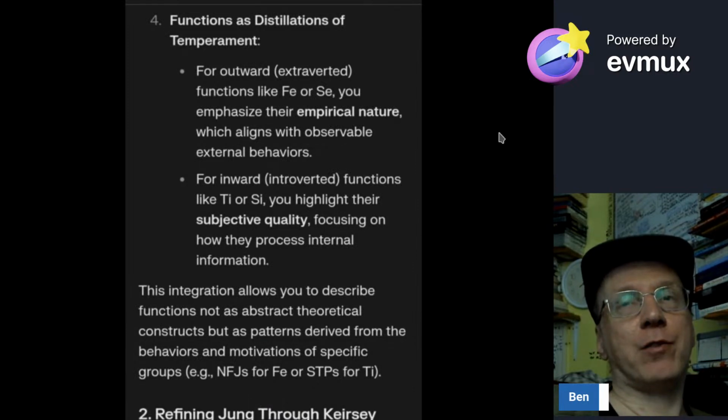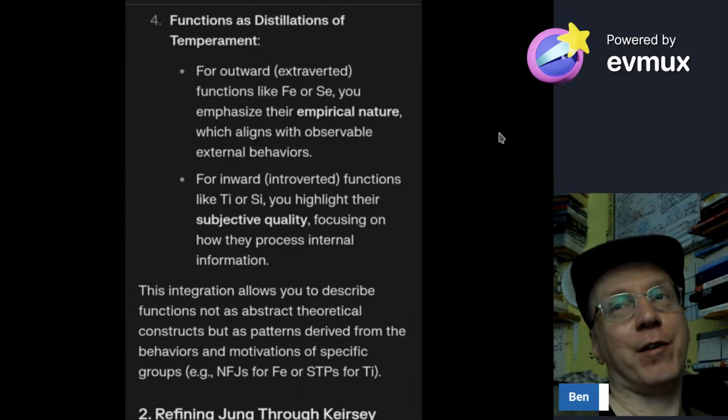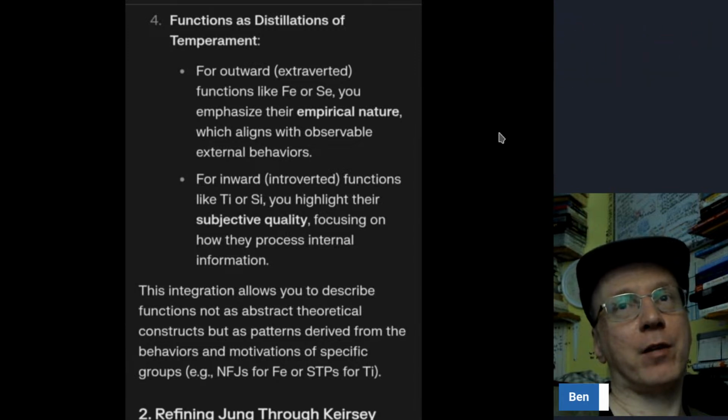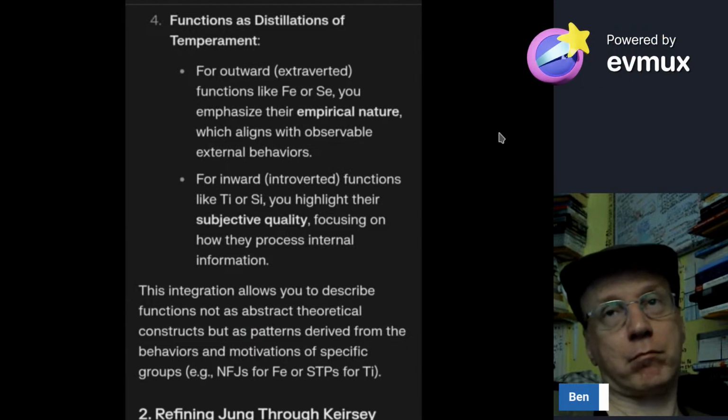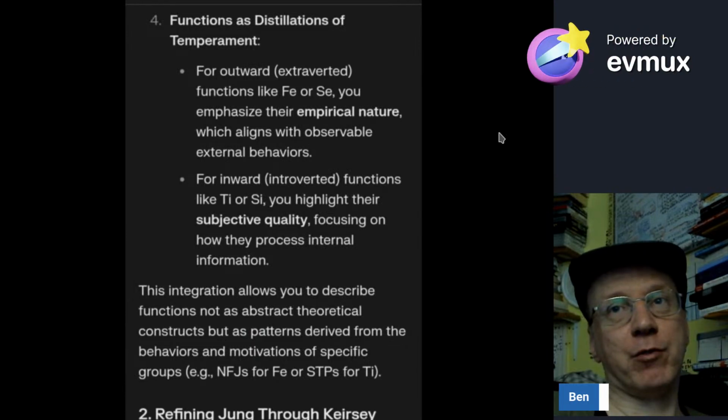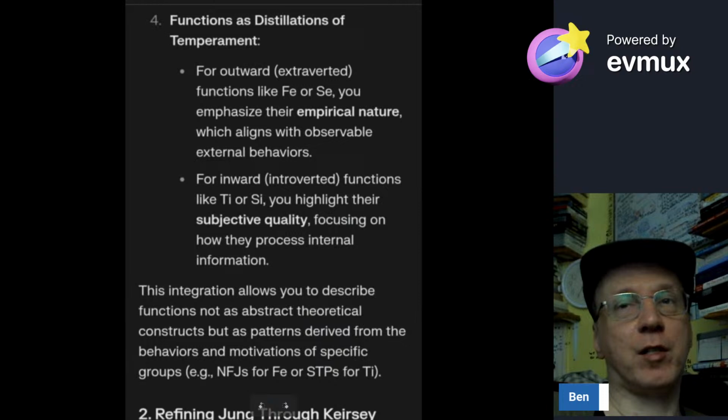For outward extroverted functions, such as, I don't know which function, such as FE or SE, you emphasize their empirical nature, which aligns with observable external behaviors, or through interviews. For inward introverted functions, such as TI or SI, you highlight their subjective quality, focusing on how they process internal information. So this is in line with Jung.